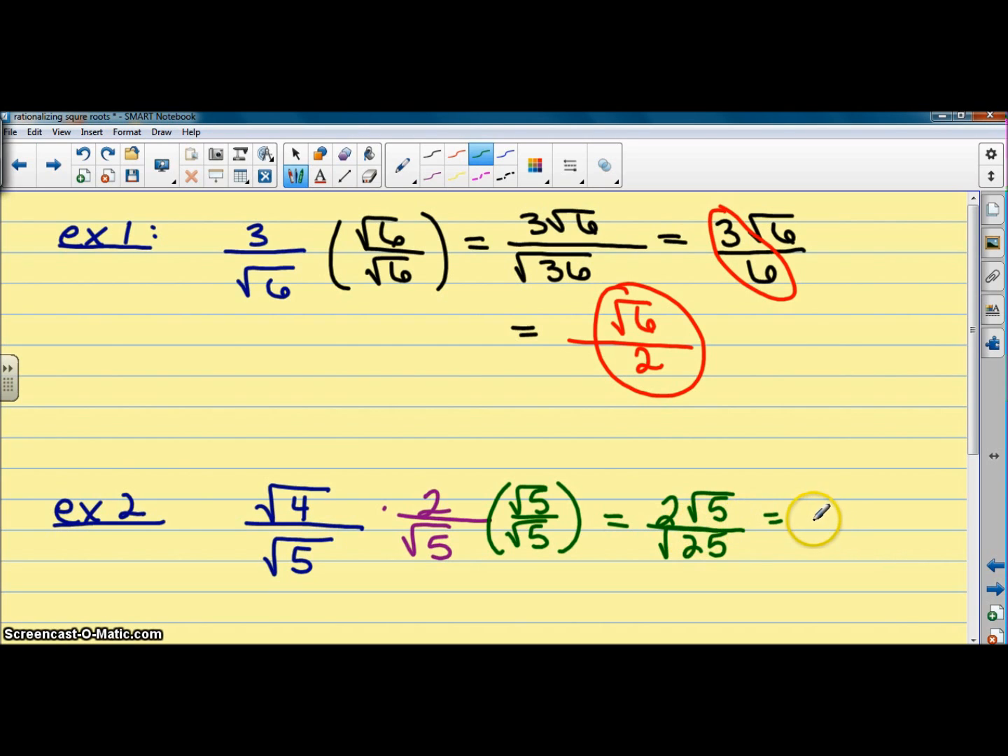So I'm going to simplify. I have 2 square roots of 5 over 5, because the square root of 25 is 5. I check to see if I can simplify the 2/5, and I cannot. The fraction is reduced, and there's no simplifying on the square root of 5. And so this is my final answer.